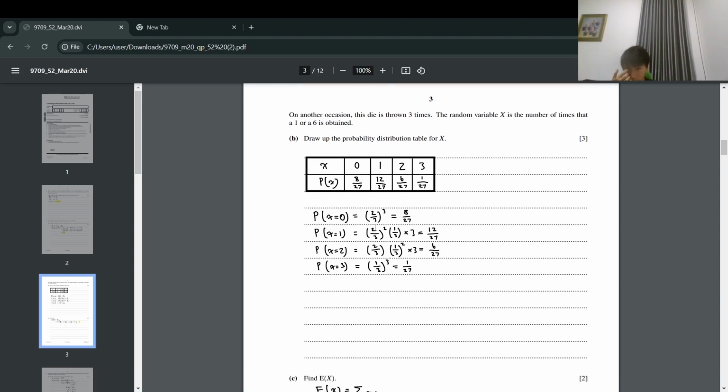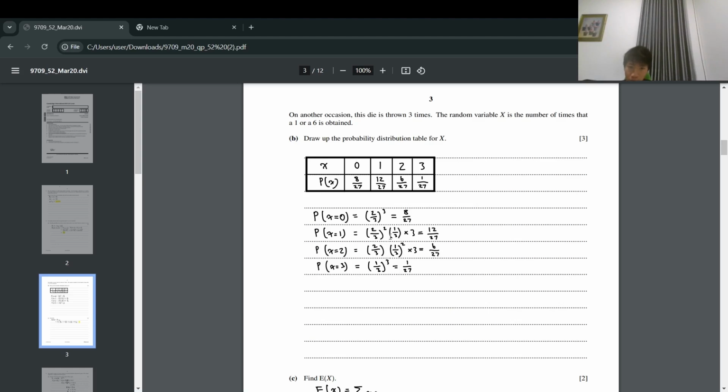For P(X=1), it's 2 over 3 to the power of 2 times 1 over 3, as there are of course 2 fails and 1 success. So basically, the 2 fails will be 2 over 3 to the power of 2, and the 1 success will be 1 over 3. And it will be, of course, times by 3. So 12 over 27.